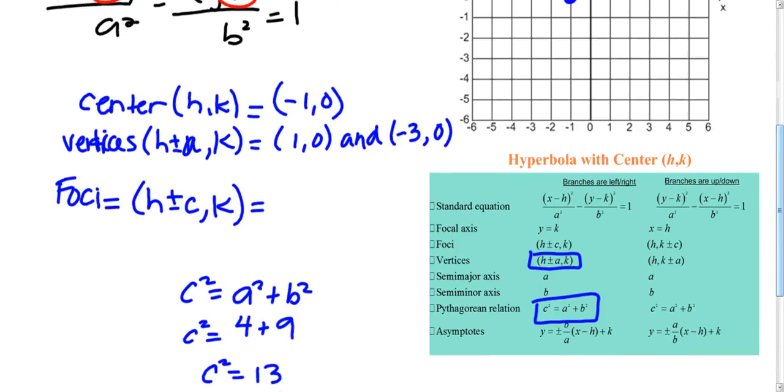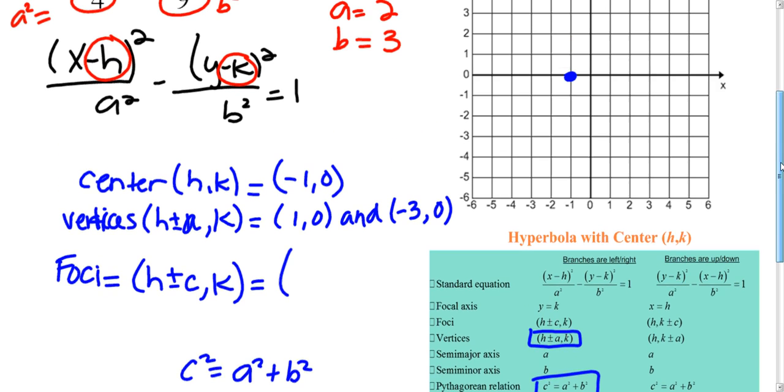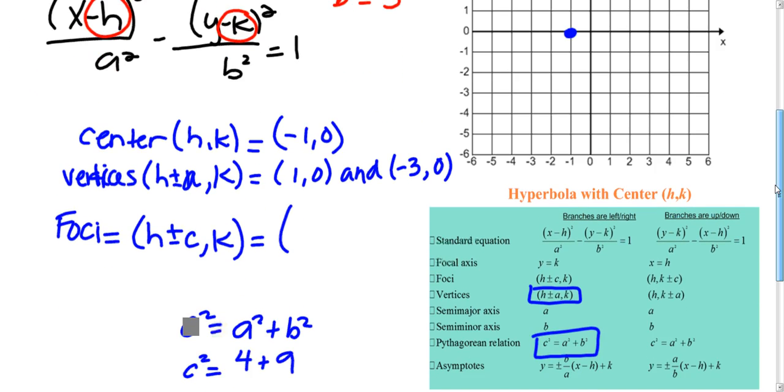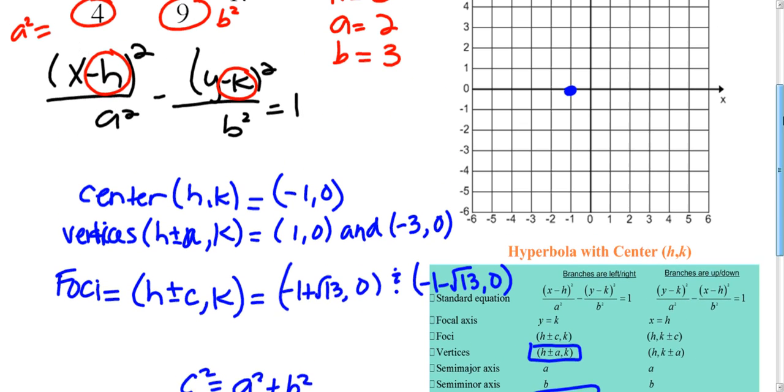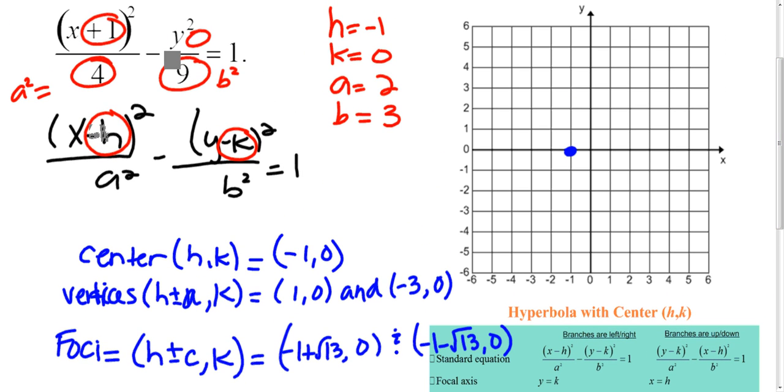Okay, this is what the foci are going to look like. So the h value, remember, was -1, and my c value is root 13. So one of them will be -1 plus root 13, and then my k value, which is 0. And the other one will be -1 minus root 13, and my k value of 0. Okay? If you want to go ahead and graph this, this is what you're going to do.